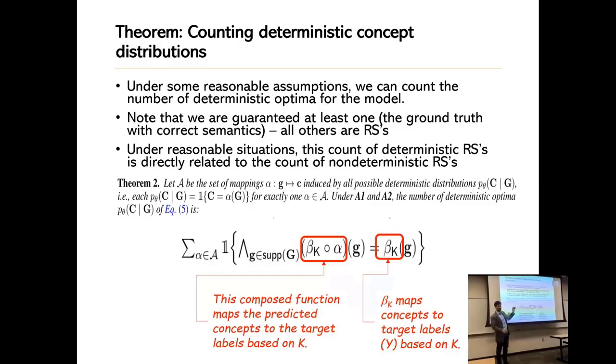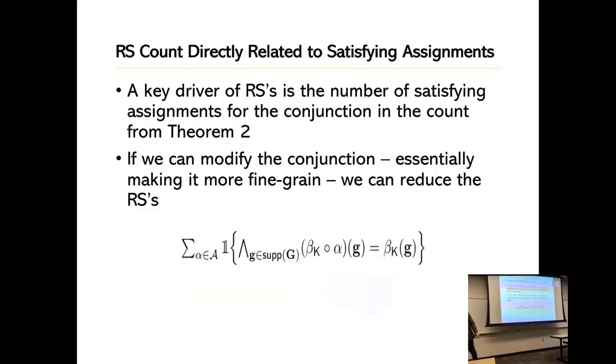The relationship between them is direct, so it's not that big of a deal. You reduce one, you reduce the other. Okay, so the key here is when you look at this quantity, it's related to the number of satisfying assignments of what's being counted in here. This is a conjunction over all these potential ground truths. So if we can reduce the satisfying assignments, we'll reduce the number of reasoning shortcuts associated with it.